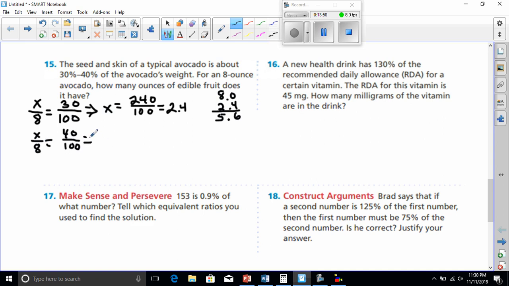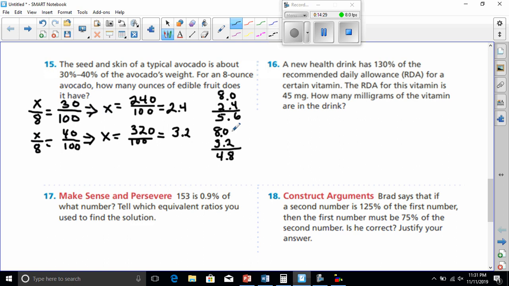And this is going to be, well, 8 times 40 is 320. So this would be 320 over 100. And that's going to give me 3.2. Now I have to take 8 and subtract 3.2, I'm sorry. And if I do that, that's going to give me 4.8.